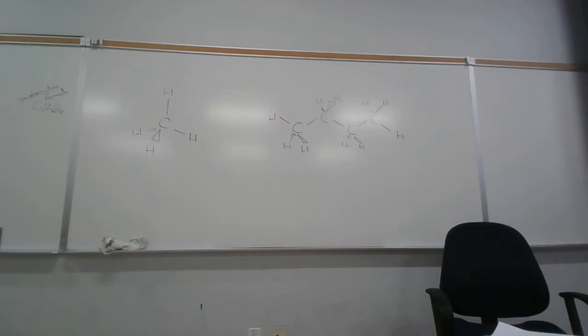This is propane. Again, it goes zigzag, zigzag, and we put those in the plane, wedge out, dash in, wedge out, dash in, wedge out, dash in. Butane, we go zigzag, zigzag, zig. Put those all in the plane, and then wedge, dash, wedge, dash, wedge, dash, wedge, dash. See, so there's certain ways we draw these things.